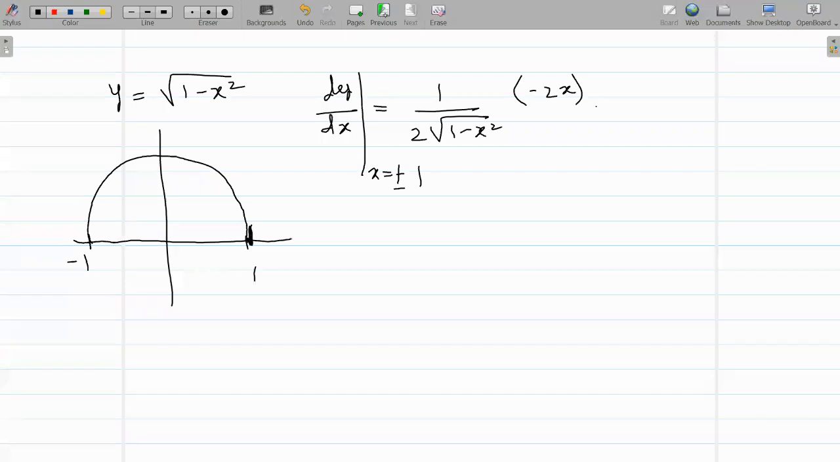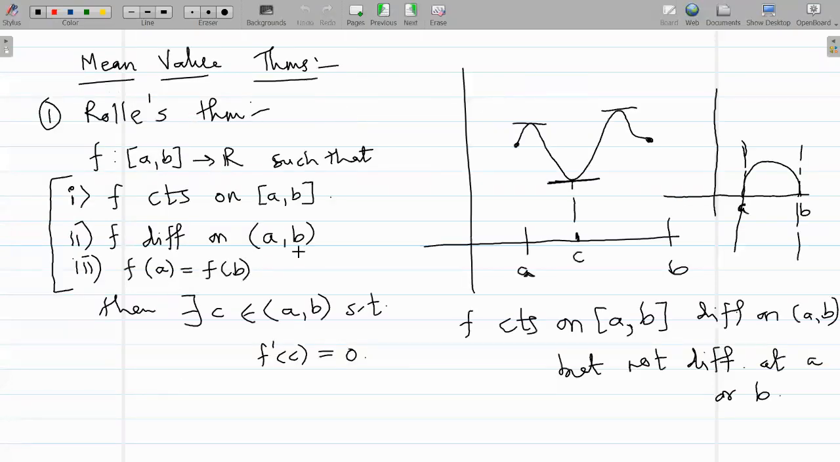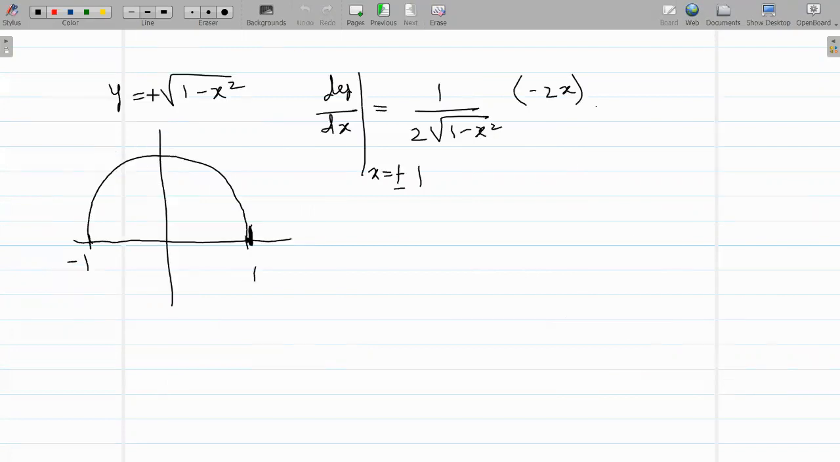So it may happen. That is why you don't need differentiability on the closed interval, even for such a function. So that was about Rolle's theorem.